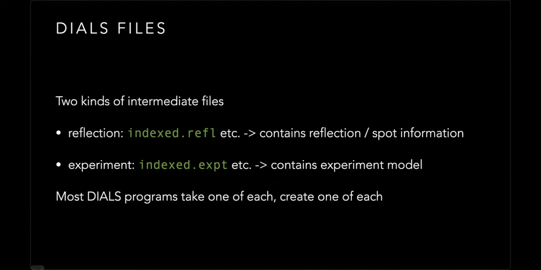DIALS itself produces some intermediate files. These are either called REFL files, which are big, kind of meaningless blobs of binary data that contain the reflection information, and then EXPT files that are in a text format that's fairly human readable. In the general case, most DIALS programs will consume one or two of each of these and produce one of each. So the normal flow is that experiments and reflections go in and experiments and reflections come out. And what we do is we do calculations to get from one step to the next.